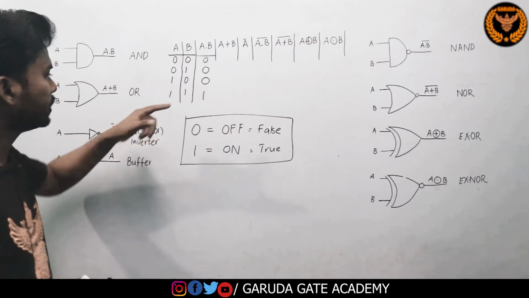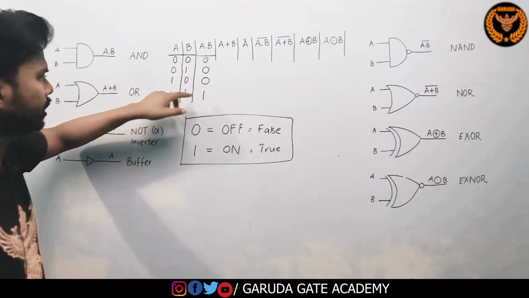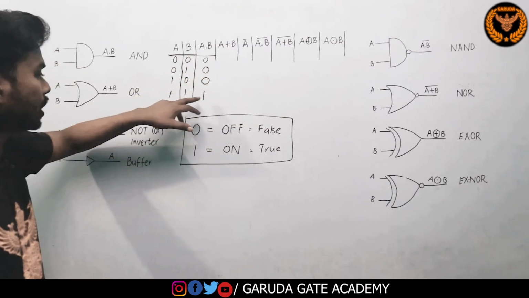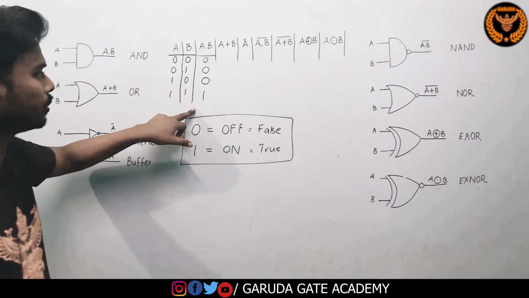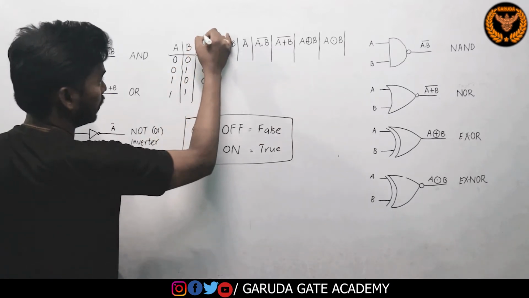Or else you can say like this. If at least a single 0 is available in the input, then output will be 0. Okay. So in order to get output 1, you have to have all the inputs as 1. Okay. In the case of AND. Okay. This is the AND gate.